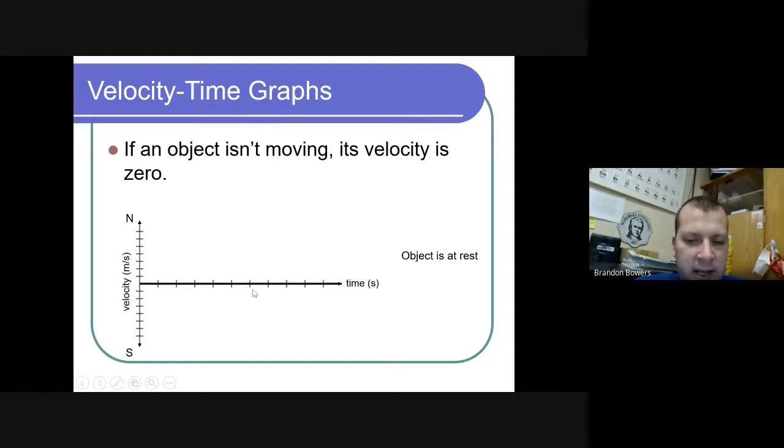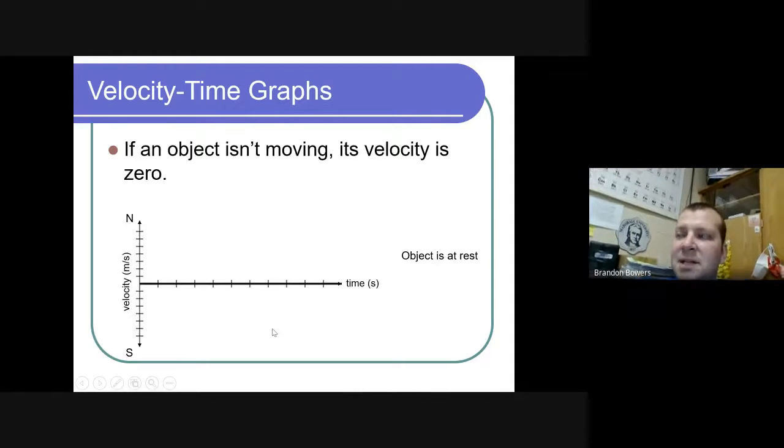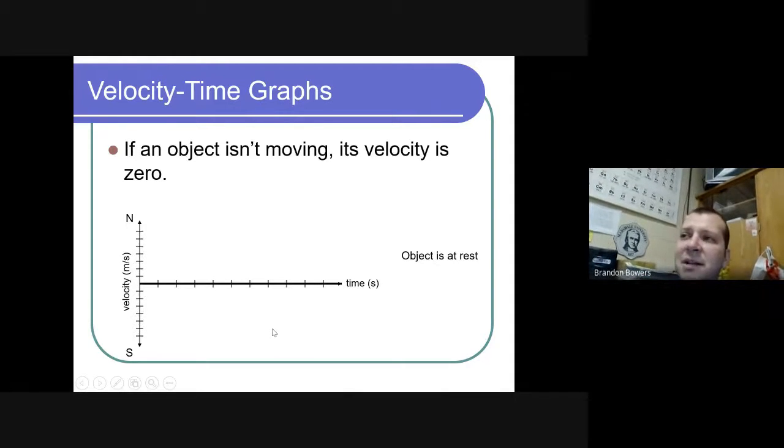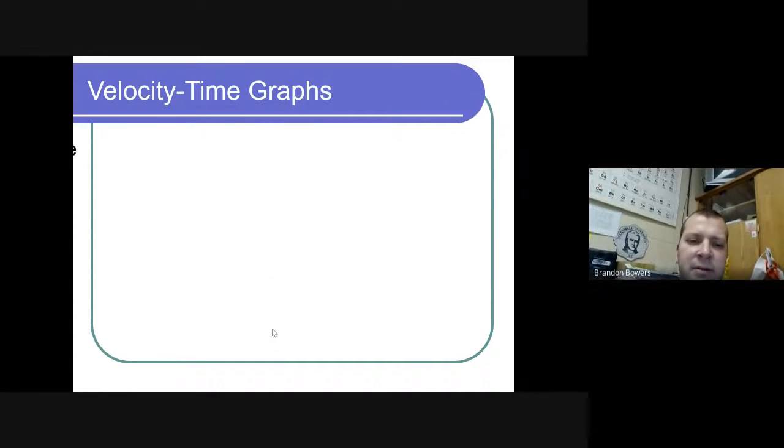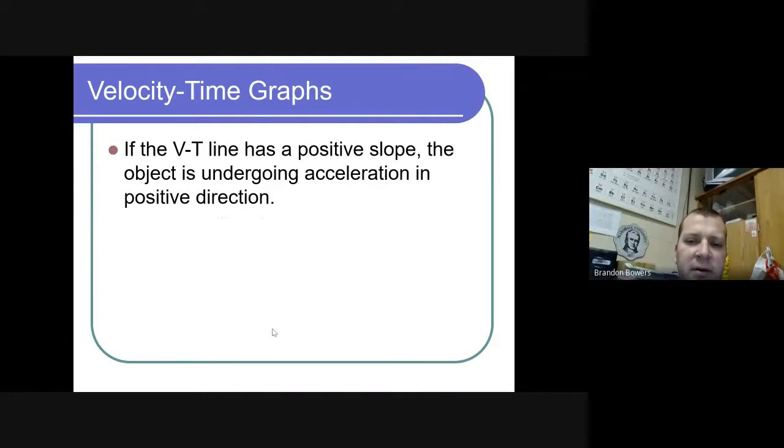And when it's on the line, when it's on the x-axis, the object is actually at rest. It's not even really moving, right? Okay, so those are all the horizontal ones.